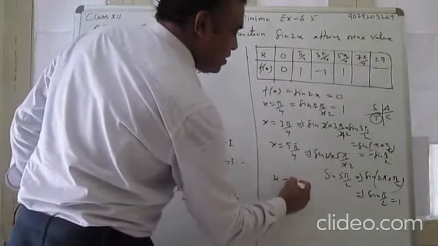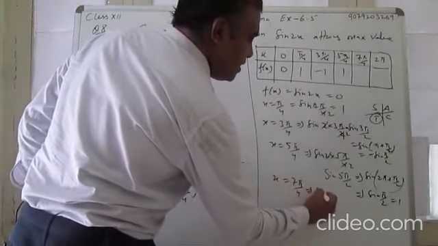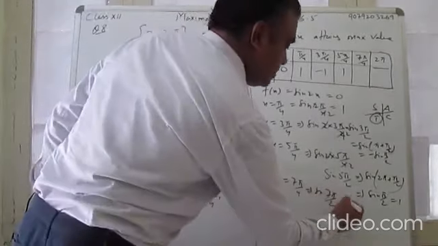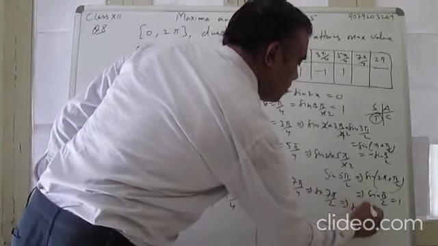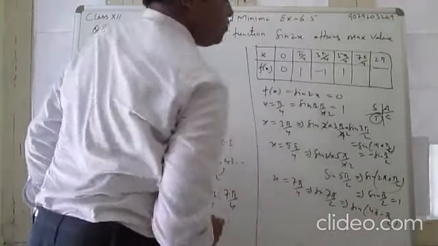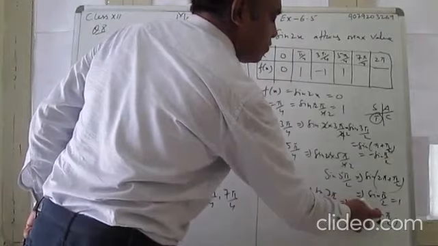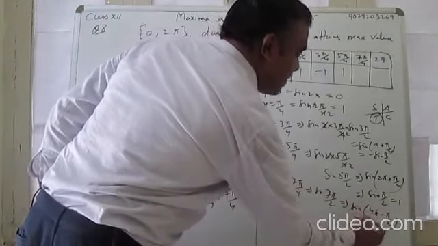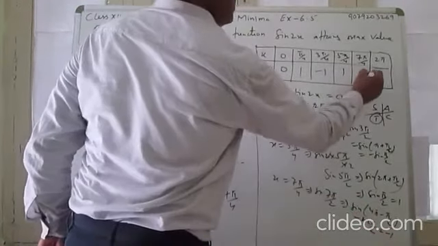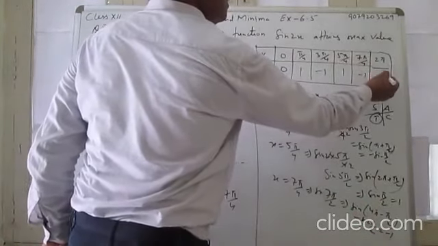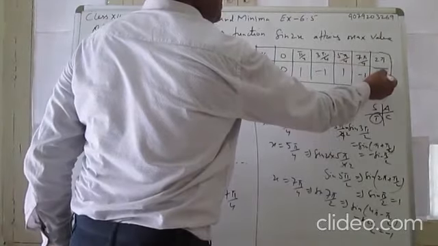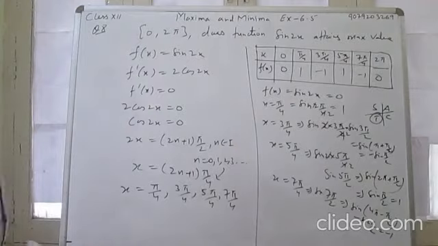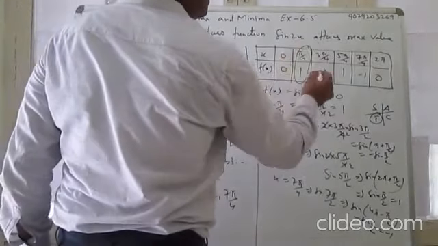If I take x is equal to 7 pi by 4, it becomes sin 7 pi by 2. So it is sin of 4 pi minus pi by 2. It is in the third quadrant, so it is minus sin pi by 2, which is minus 1. And what is sin n pi? Sin 2 pi, sin n pi is 0. So sin n pi is 0. So the maximum value is this and this.